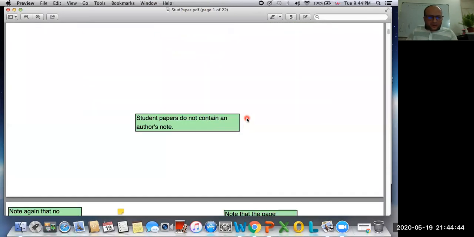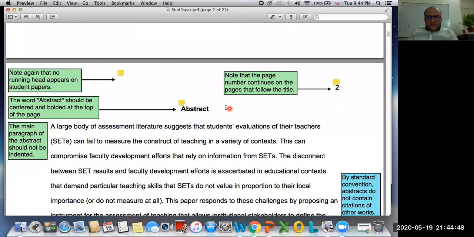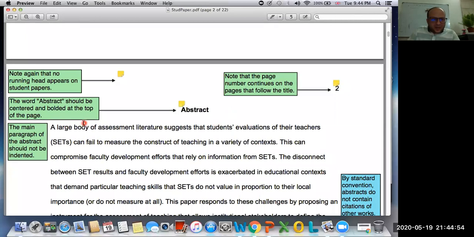So let's move on. Second page. As you can see, after the first title page comes the abstract page. And the word abstract here should be centered, placed in the center of the page and bolded. Should be centered and bolded. And this is very important.